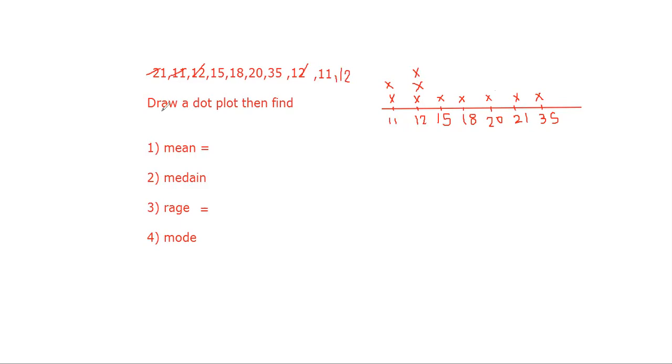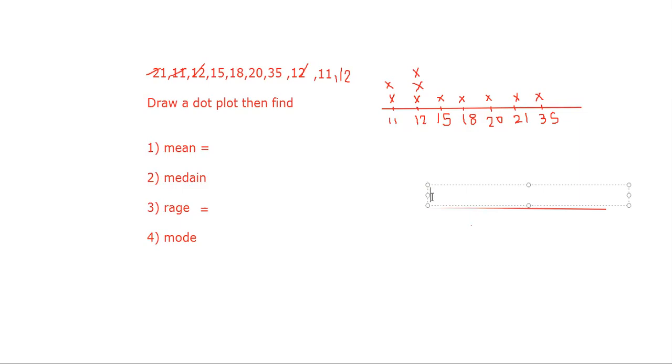So if I have here one more 12 like this, it will be like this, right? So this is how we can draw the dot plots, right? What is the mean for the numbers which you can see here? How will we calculate the mean? If we want to calculate the mean, then what are we going to do, Ibrahim?